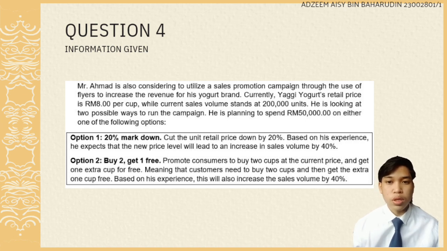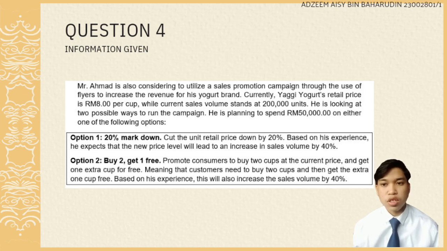Option 1 is a 20% markdown, cutting the unit retail price down by 20%. Based on his experience, he expects that the new price level will lead to an increase in sales volume by 40%. For option 2, buy 2 and get 1 free. Promote consumers to buy 2 cups at the current price and get 1 extra cup for free, meaning that the customer needs to buy 2 cups and then gets an extra cup for free. Based on his experience, this will also increase the sale volume by 40%.